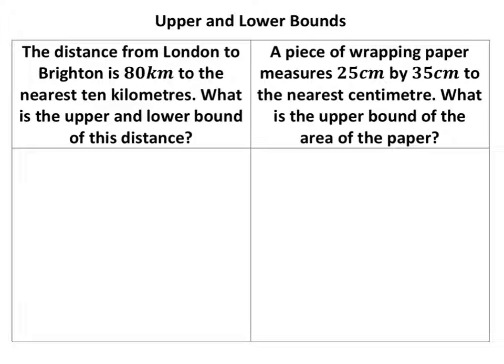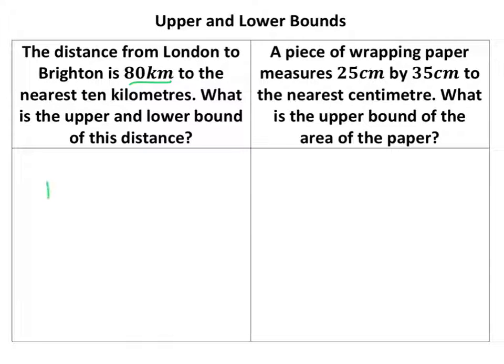Okay, we're looking at upper and lower bounds. Bounds is error in measurement. It's called a few things, but it usually involves the word bounds, or error in measurement, or the limits of the measurement. So we've got distance from London to Brighton is 80 kilometres to the nearest 10 kilometres. So that amount there has been rounded to the nearest 10.